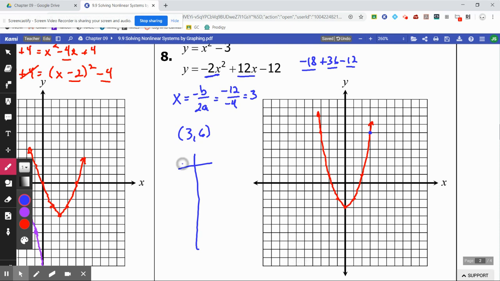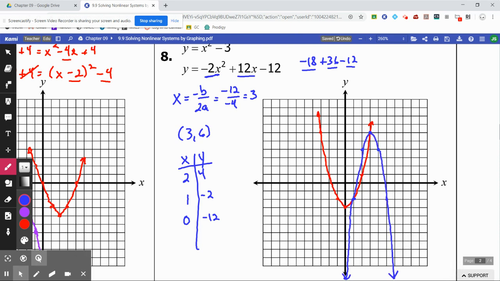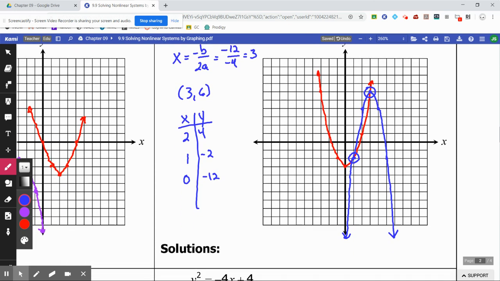Now we can plug in some values on each side. Again, I like to plug in smaller values. So vertex is located at 3. Let's plug in 2, 1, and 0. And when I plug them in, here's what I get. And we can take those same 3 values and just mirror them over to get more points so we can draw our parabola, which we already see where those intersection points are going to be. But let's go ahead and draw it anyway. And our intersection points will be located here and here. So that would be located at 1, negative 2. And our other one is going to be the vertex of the blue parabola, which was located at 3, 6.